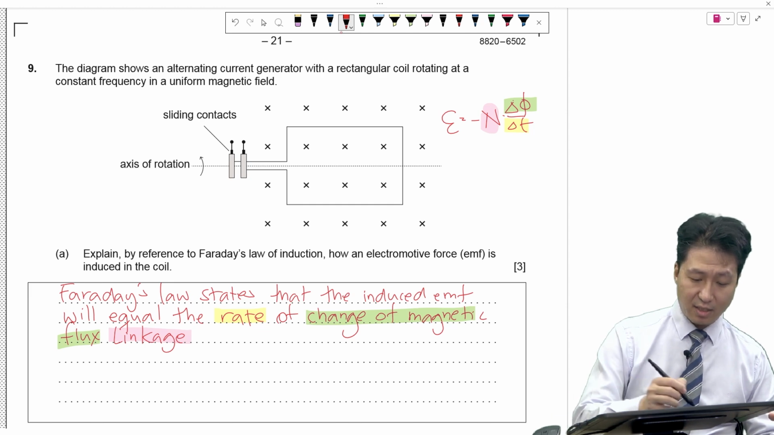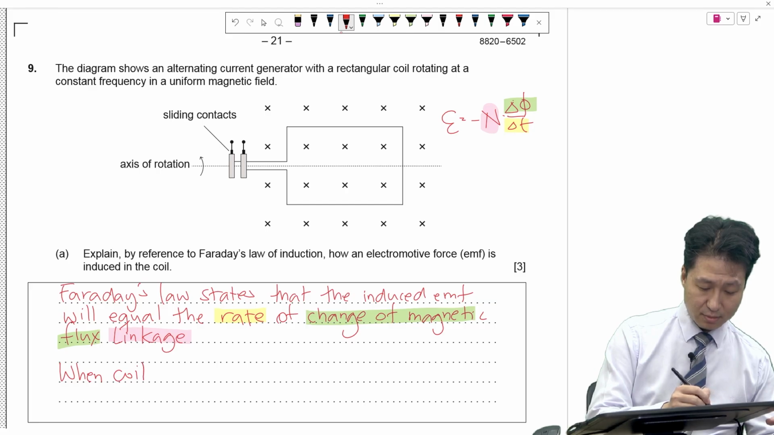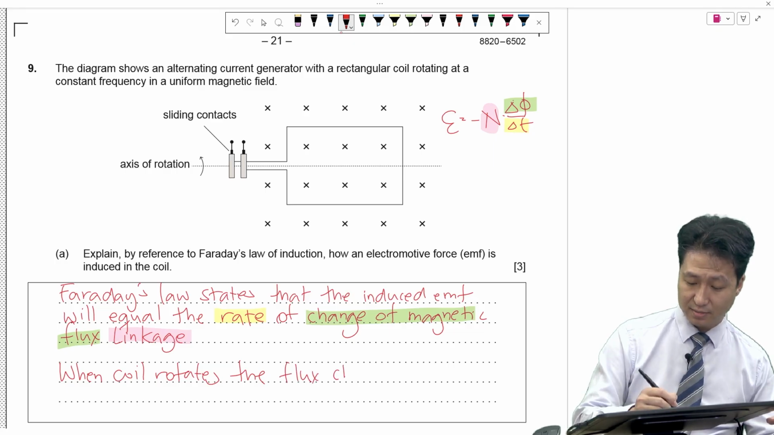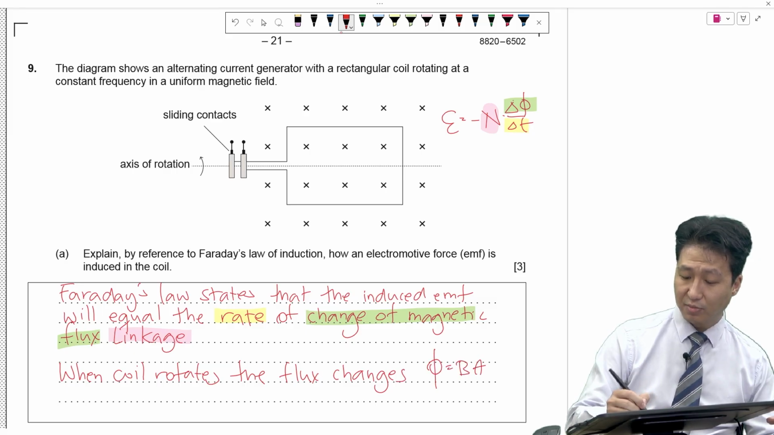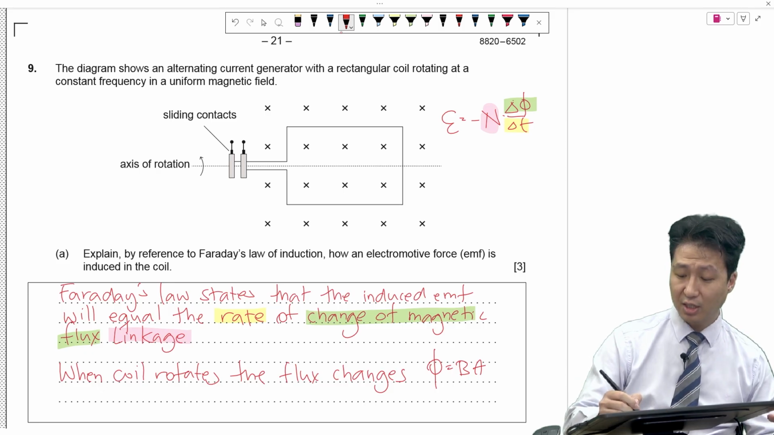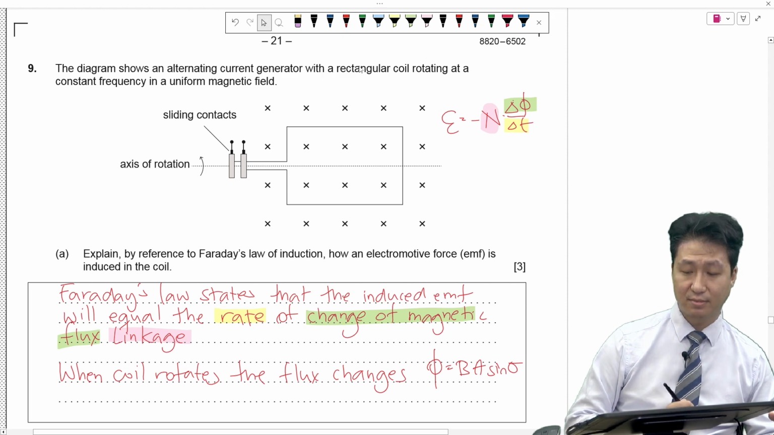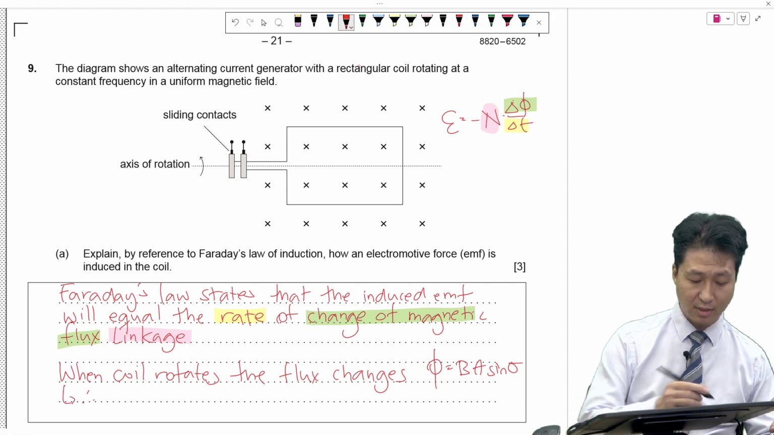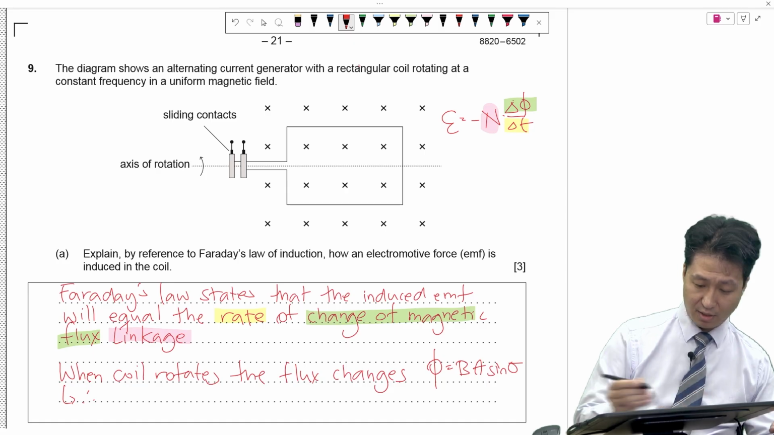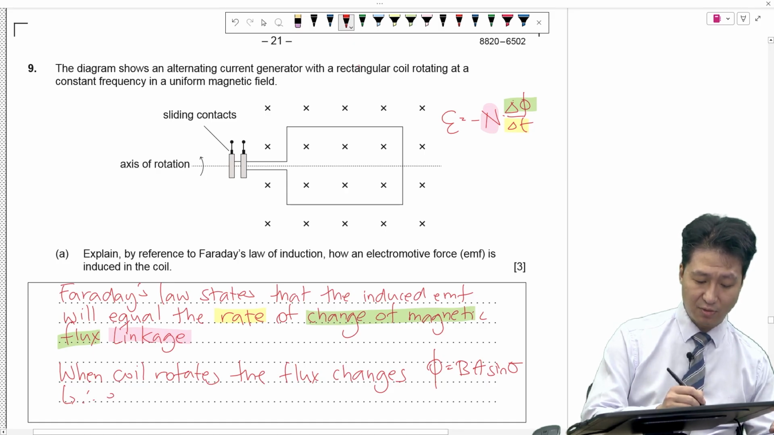Finally, when the coil rotates, the flux changes. In this case, the flux equation would be magnetic field times the area. Both of these don't change, but the angle does change. Sine of the angle. Therefore, flux changes and EMF is induced.